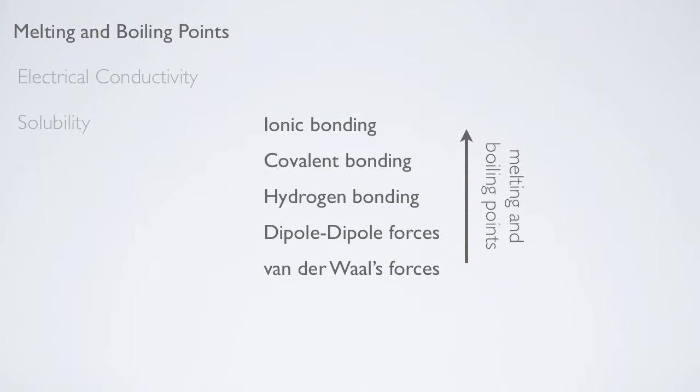Here's a list that includes the intermolecular forces. Ionic compounds have very high melting and boiling points, followed by covalent compounds and then the intermolecular forces.